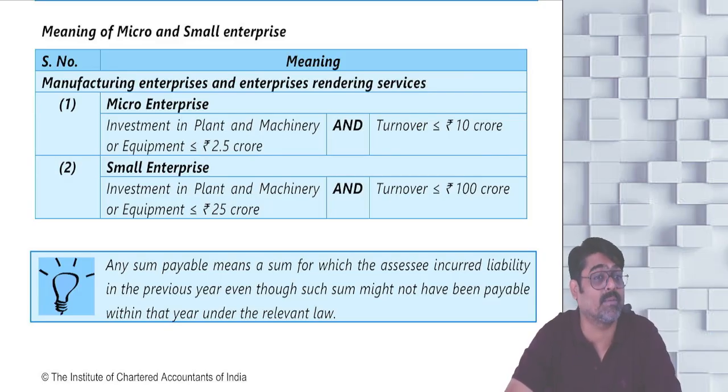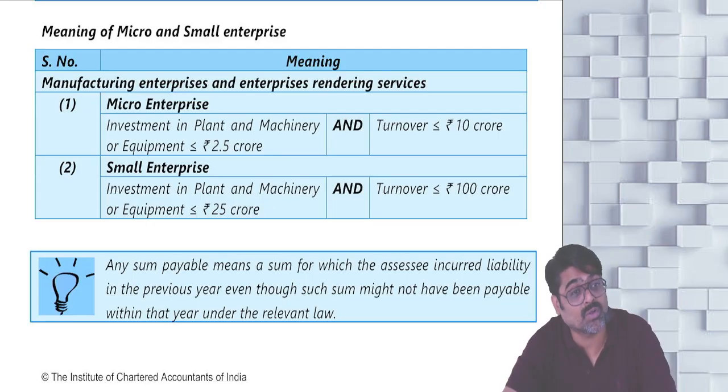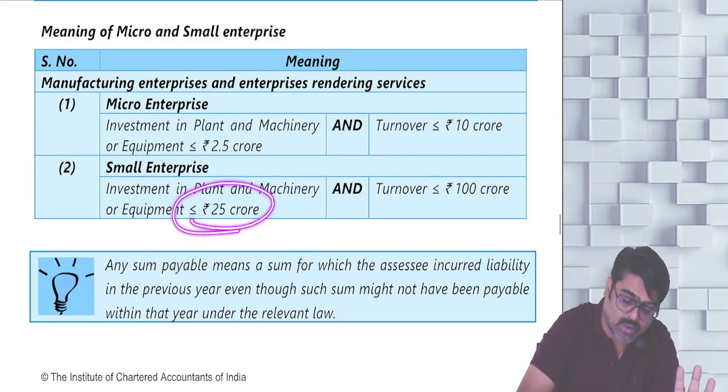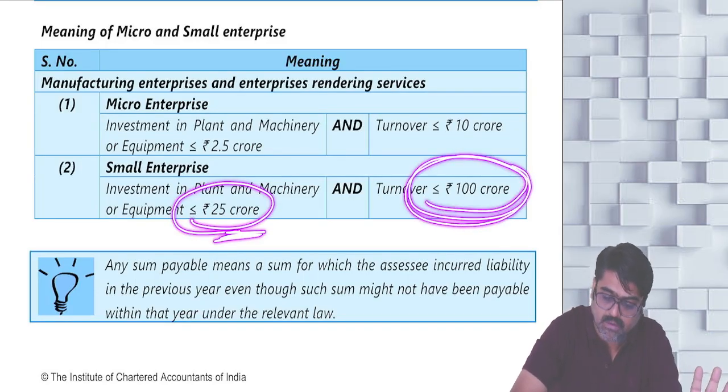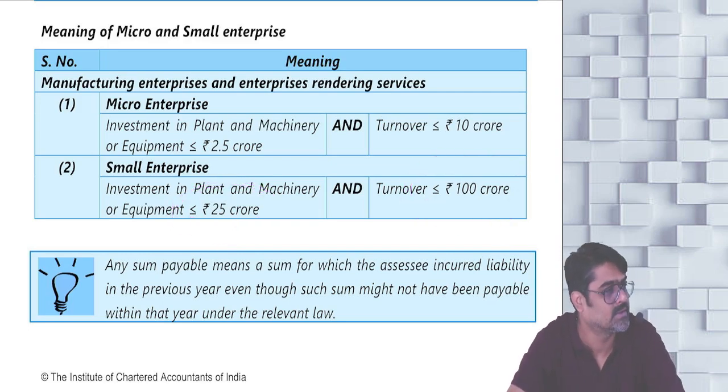What was the small enterprise? Up to 10 crore investment in plant and machinery and the turnover should not be more than 50 crores. Yes or no? Now that 10 crores is 25 crores. Investment in the plant and machinery should not be more than 25 crores and the turnover limit has been increased.